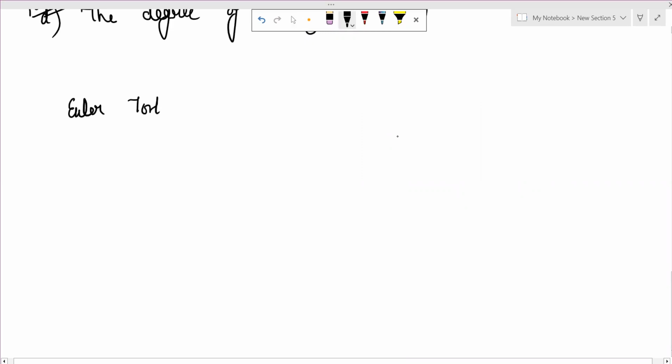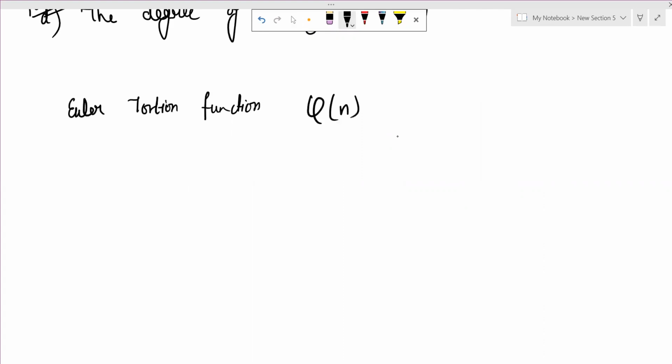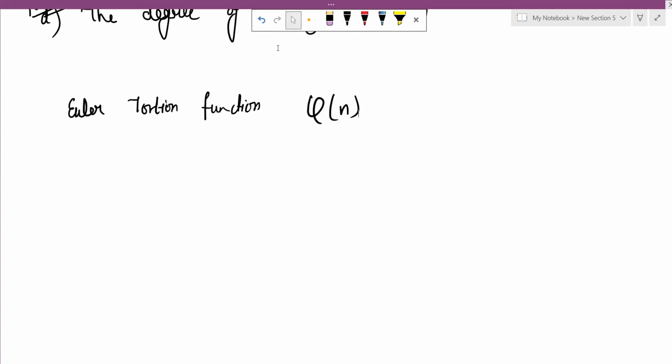Euler totient function. How to compute phi n for n belonging to Z plus. So does anyone of you know this? Let me ask first. No, sir. Okay, Mayank also doesn't know. So you know this or not? Yes, sir. So what is the formula of Euler? How to compute the Euler totient function?